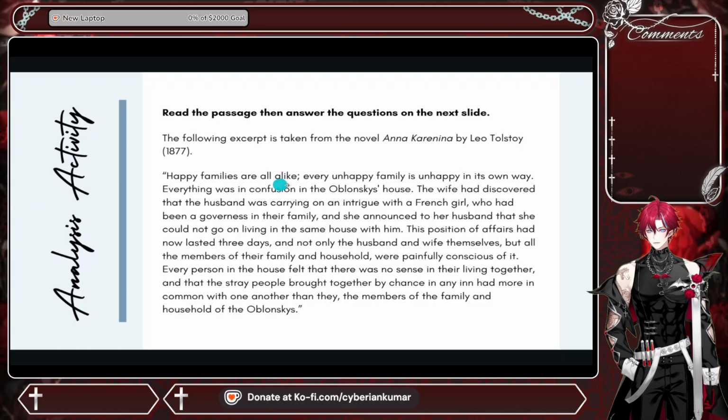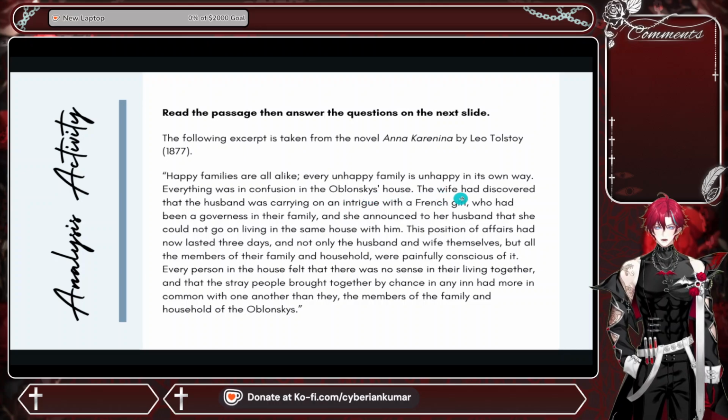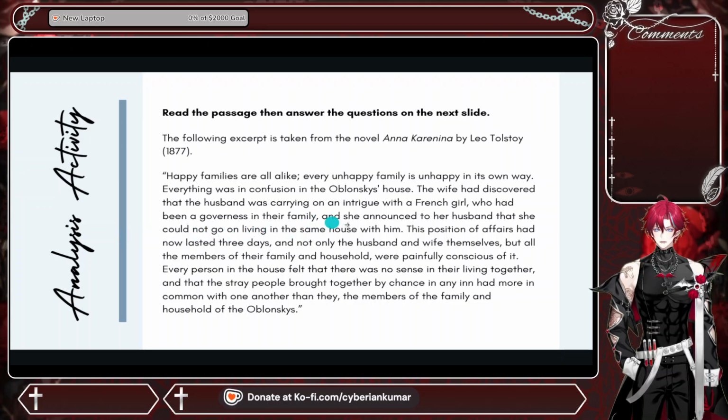Happy families are all alike. Every unhappy family is unhappy in its own way. Everything was in confusion in the Oblonskys' house. The wife had discovered that the husband was carrying on an intrigue with a French girl who had been governess in their family, and she announced to her husband that she could not go on living in the same house with him. The position of affairs had now lasted three days, and not only the husband and wife themselves, but all the members of the family and household were painfully conscious of it.